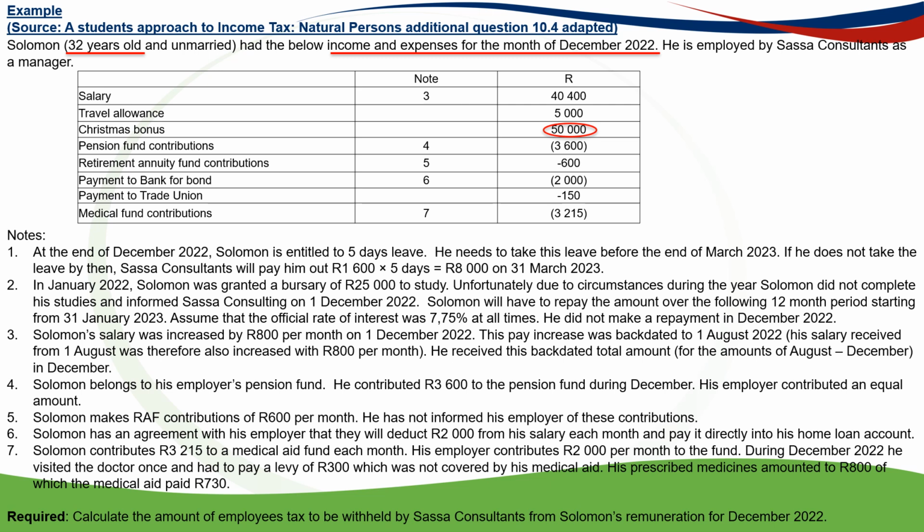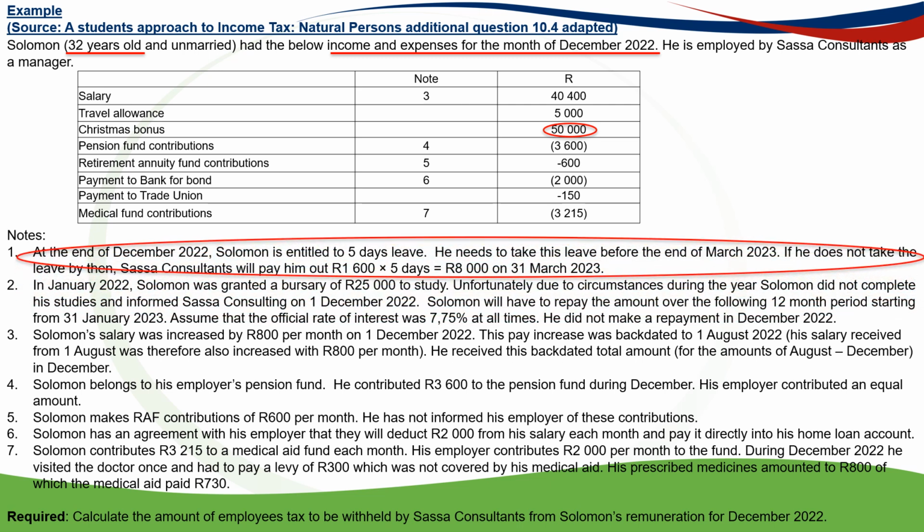That 50,000 Rand is only paid once a year in December. So that can't be slotted in your calculations together with the monthly amounts. It has to be calculated individually in the annual amount, the second calculation. So that must be excluded from the monthly remuneration.